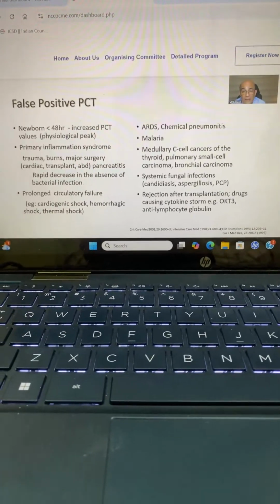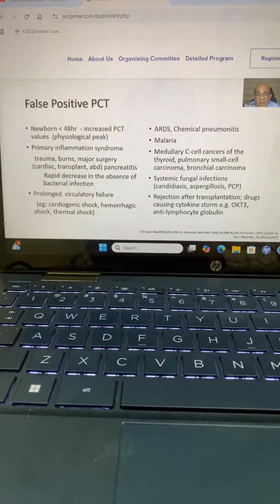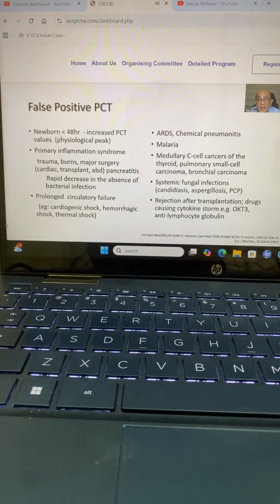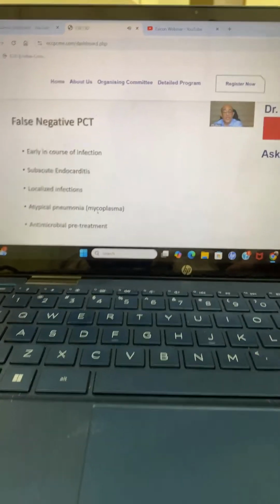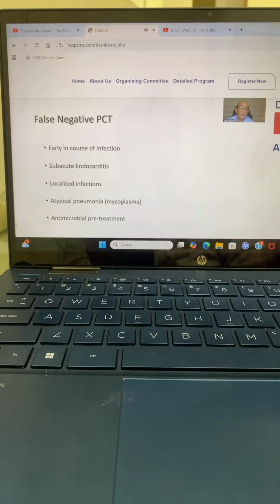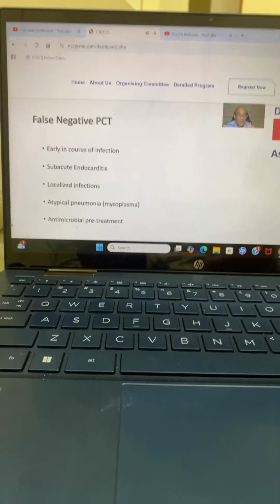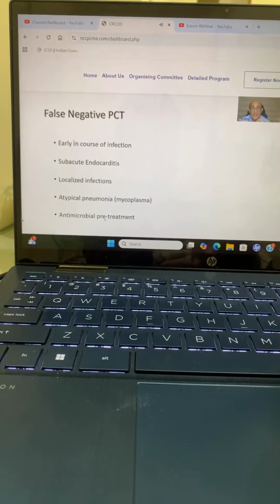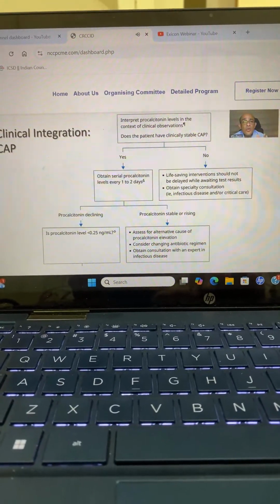non-bacterial infections, including malaria, PCP, pneumonias, can all be associated with high PCT, but with a less strong spike in PCT than typical bacterial infections like, say, strep pneumonia or H. influenzae. If the person has already received antibiotics, that can also blunt the PCT response. So how do you clinically integrate?